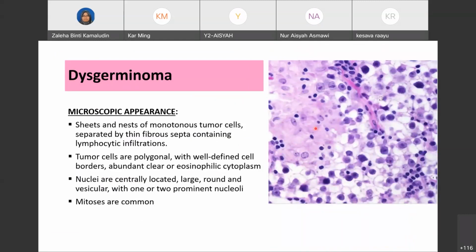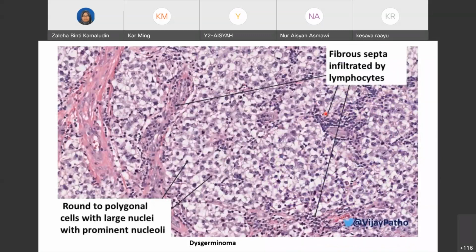Under the microscope, this tumor has sheets of malignant cells with enlarged nuclei and clear to eosinophilic cytoplasm. You can see the nuclei. What is special for this tumor is the presence of fibrous septae infiltrated by mature small lymphocytes. So this is the characteristic of this tumor.